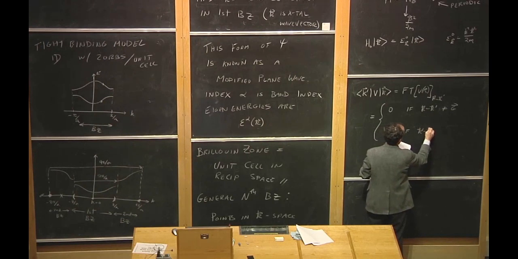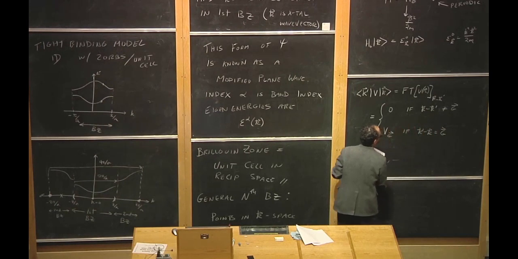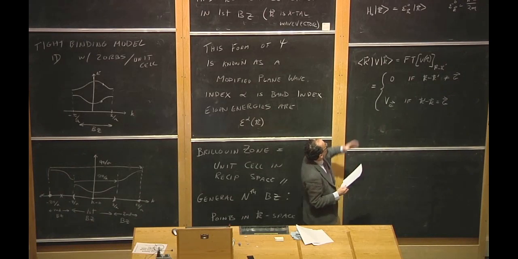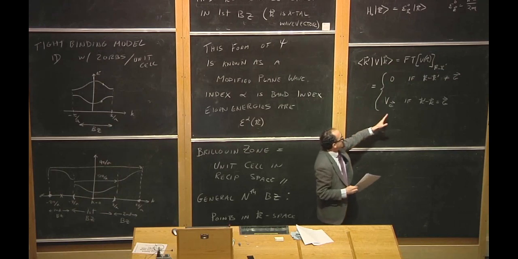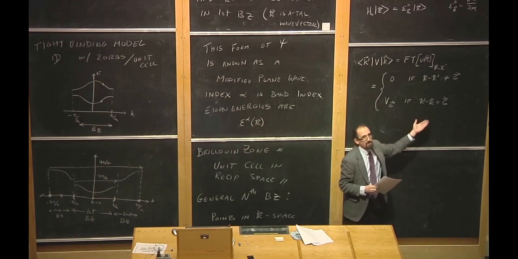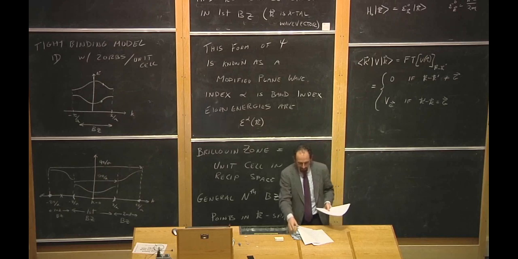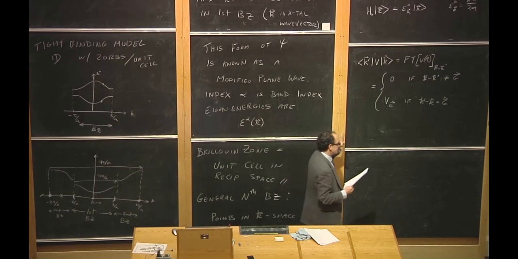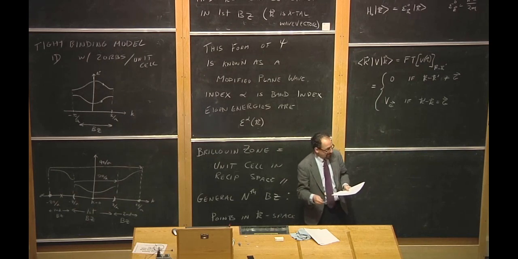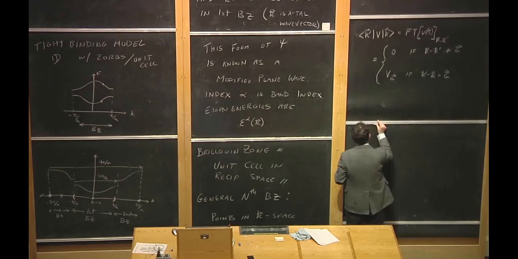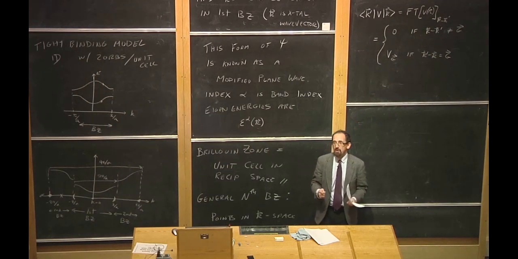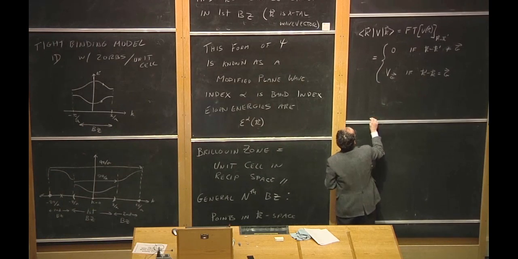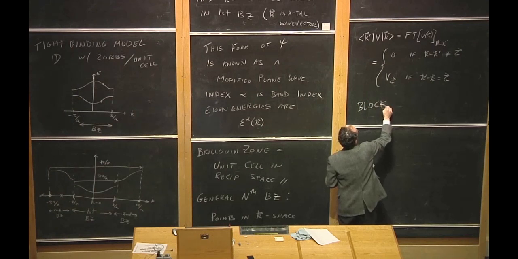I'm going to call it k prime minus k equals G. And this is just the Laue condition, that you can scatter from a wave vector k to a wave vector k prime only if the difference between k and k prime is a reciprocal lattice vector. We learned this when we studied scattering of X-rays and neutrons and so forth. So this gets us almost to the proof. We can almost conclude the result here. Why? Well, the point here is that the Hamiltonian with the scattering potential is block diagonal, no pun intended, block diagonal in k.